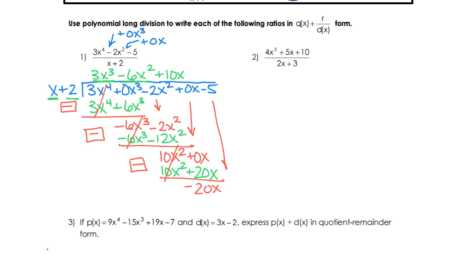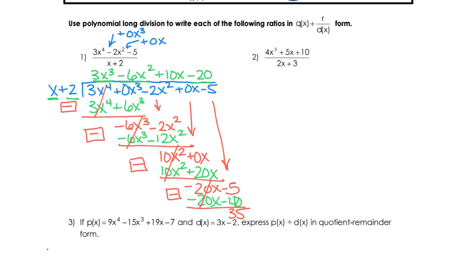We'll bring down our last term of negative 5. And up at the top, we're going to need a negative 20. So that negative 20 times x is negative 20x. And negative 20 times 2 is negative 40. We'll put our minus sign. Our first set of terms will cancel. And negative 5 minus a negative 40 is negative 5 plus 40, which is 35.